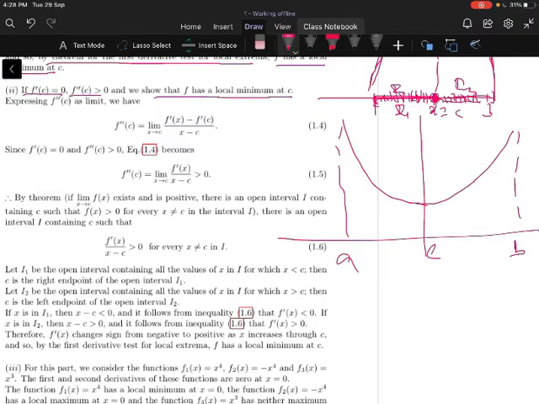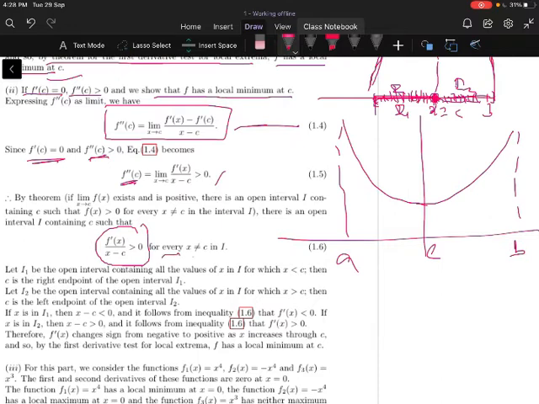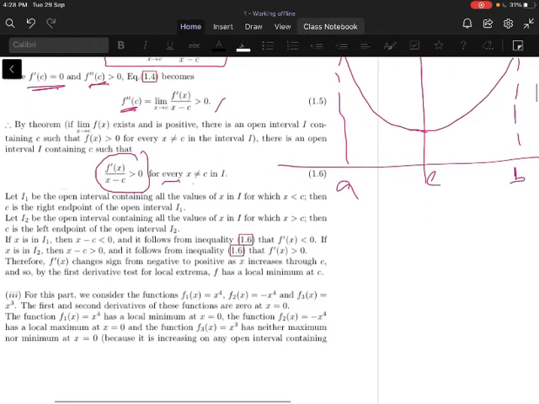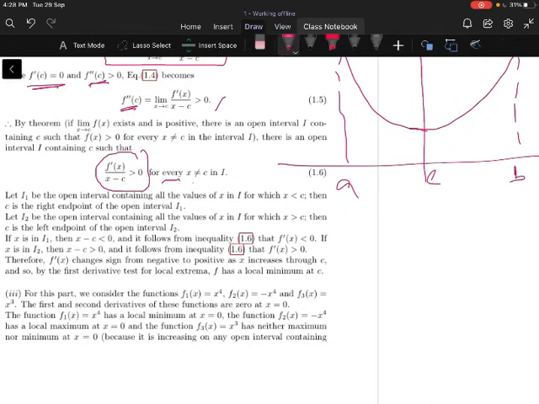You can observe here. Now let us define f double dash of c. Using the definition of derivative, f double dash of c is the limit as x tends to c of f dash of x minus f dash of c by x minus c. Since f dash of c is equal to 0 from the data and f double dash of c is positive, equation 1.4 becomes f dash of x by x minus c is positive, because f double dash of c is positive. So f dash of x by x minus c is positive for every x, where x is not equal to c, in the interval I.